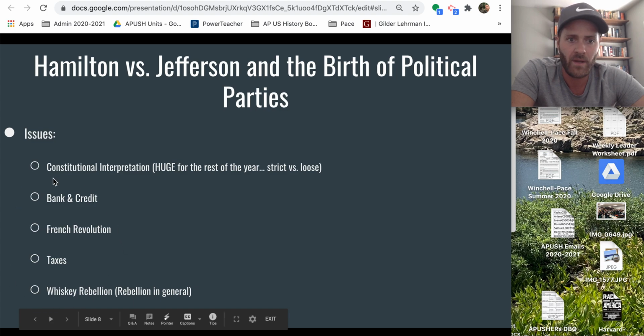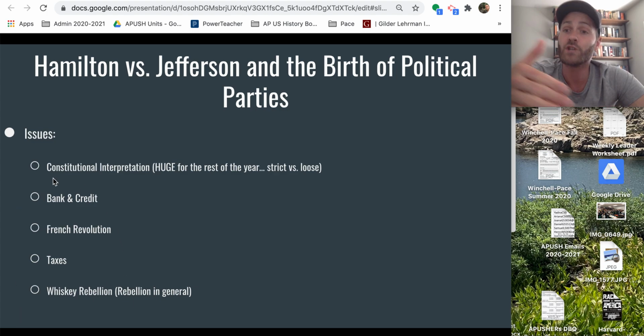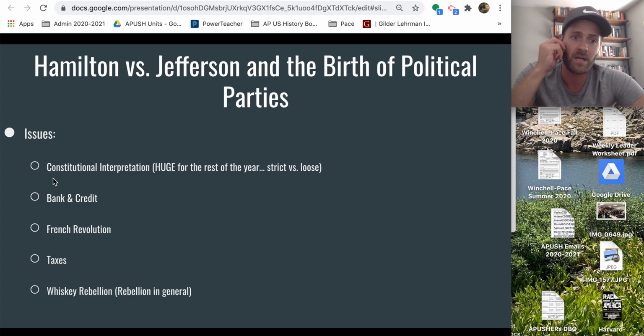5 big issues. First, and maybe the most important and most enduring issue, is constitutional interpretation, which we'll talk about here in just a second. Constitutional interpretation, meaning how do we interpret, how do we really process the document that we've created in regards to how much power the federal government should have. Second issue is banking and credit. Third issue, as we've already discussed, is the French Revolution, as Hamilton and his supporters would like to support England or be neutral, and Jefferson and his supporters prefer support for France.